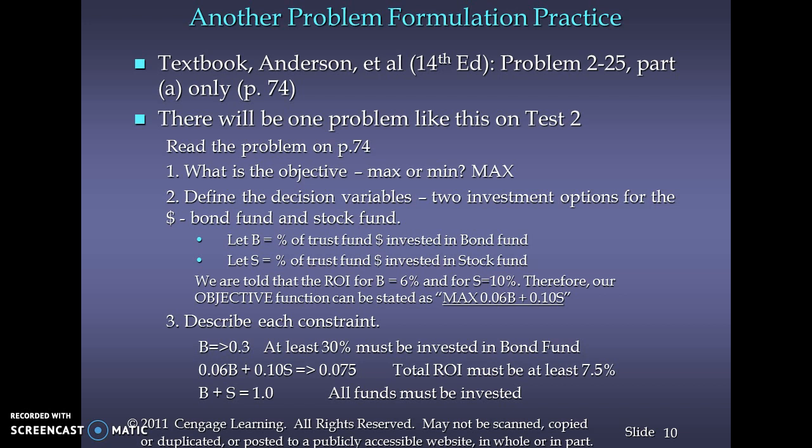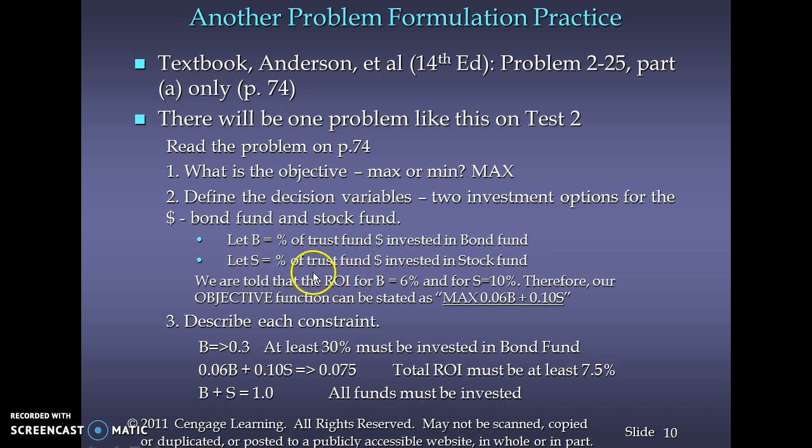Step 2, define the decision variables. Well, we're being told that he's got two investment options for the money, a bond fund or a stock fund. Now, let's identify a variable character we can use for the decision options he's got. Let B equal the percentage of the fund monies that he's going to invest in a bond fund, B for bond. Let S equal the percentage that he's going to invest in a stock fund. Those are the two choices that we're given.